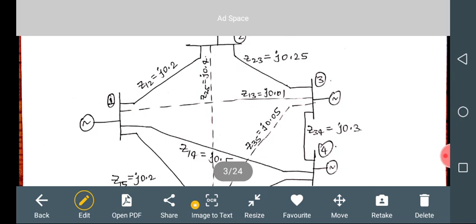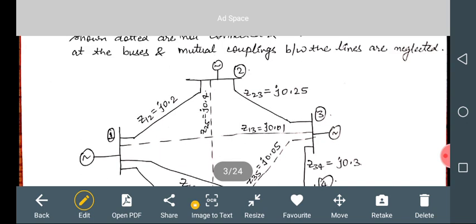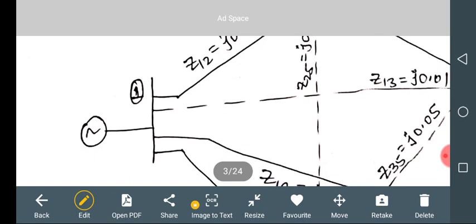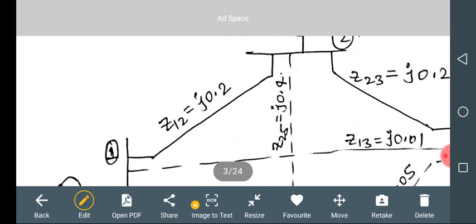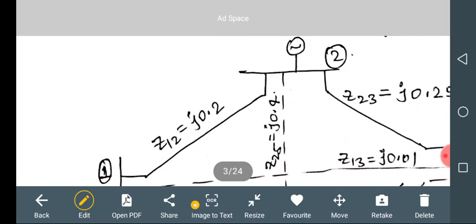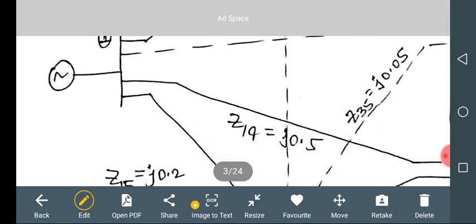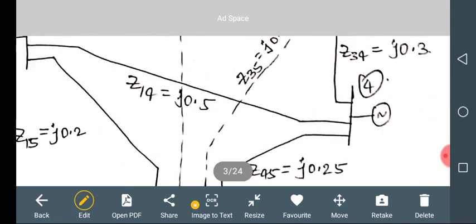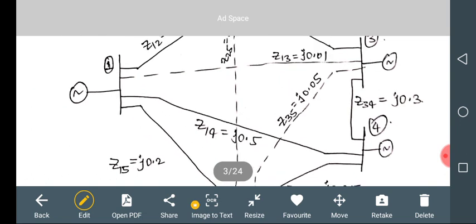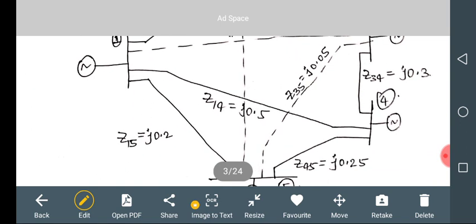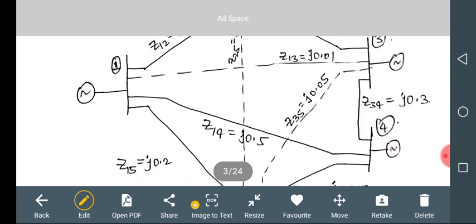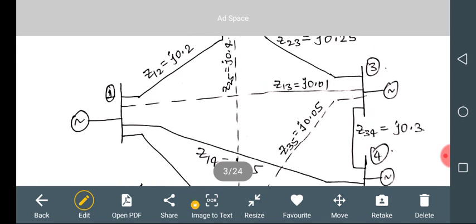At bus number 1, how many buses are directly connected? So come to bus number 1. Bus number 1 is directly connected to bus number 2 by Z12, to bus number 4 by Z14, and to bus number 5 by Z15. Also there is a dotted line shown here, Z13, but we have to avoid this.